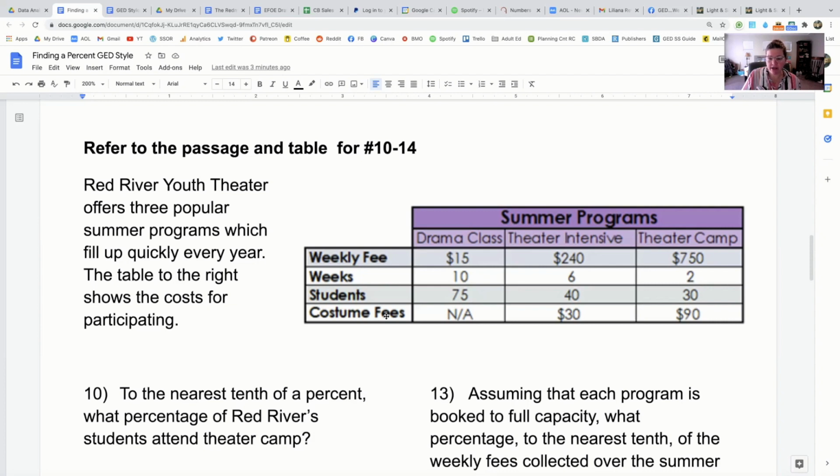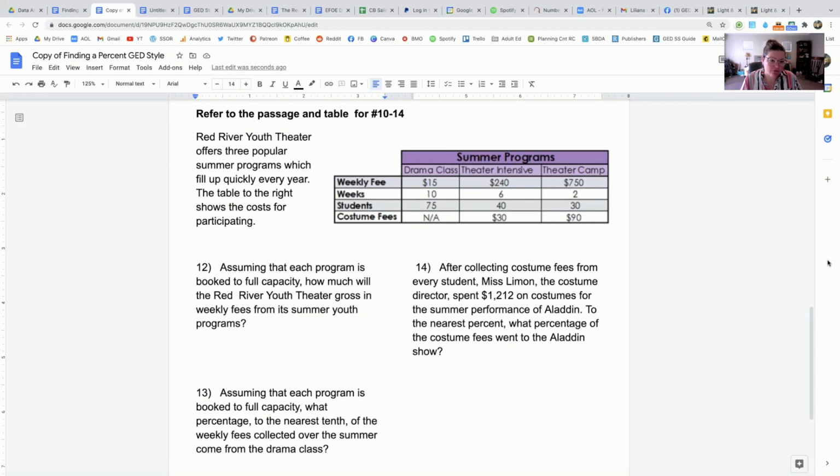Okay, let's go ahead and look at the problems that May was struggling with. Number 12, assuming that each program is booked to full capacity. Oh, that's an interesting phrase, booked to full capacity. What am I saying there? So interesting. A lot of times students don't think that reading is going to come into play on the math test. Oh, it is. So it's booked to full capacity. Every single seat is taken. We have the maximum number of students.